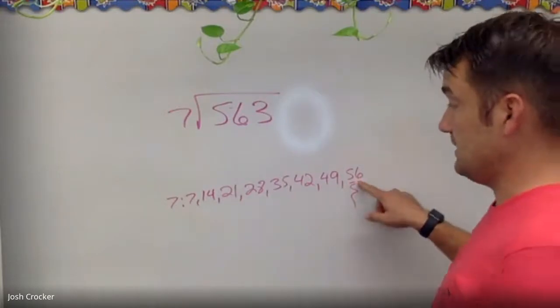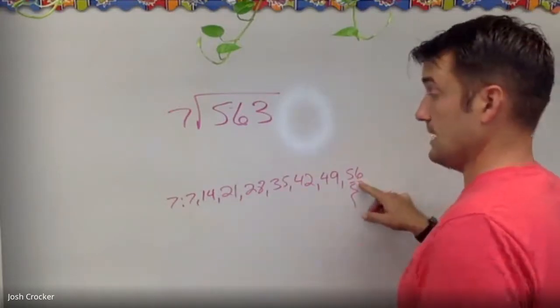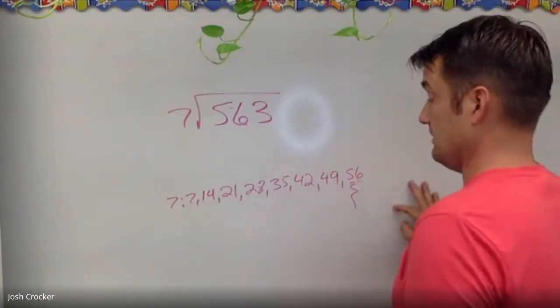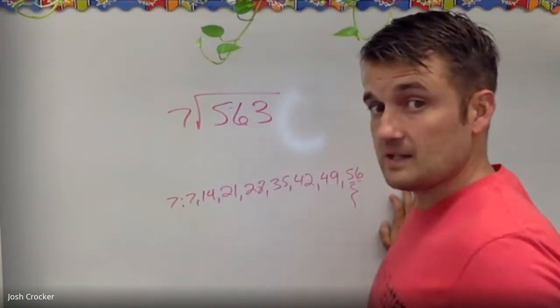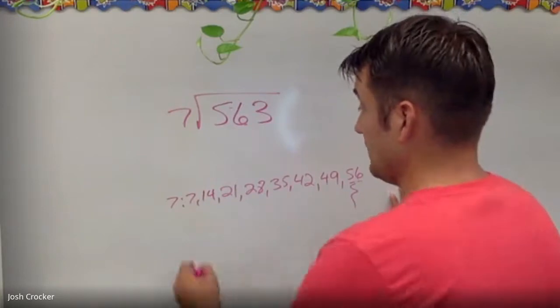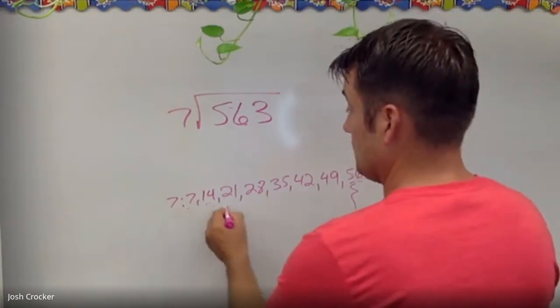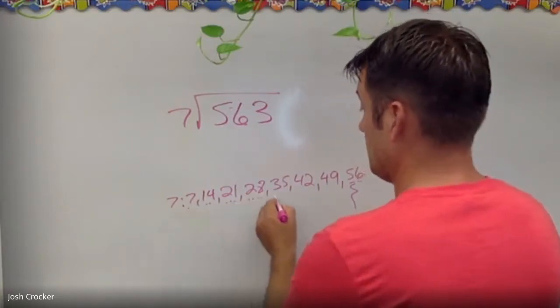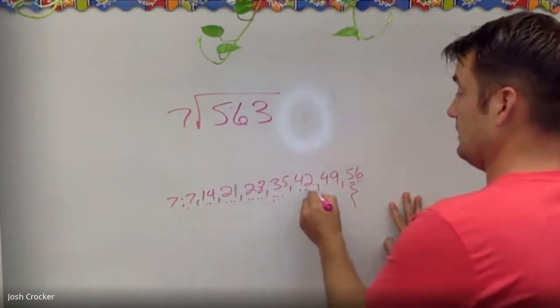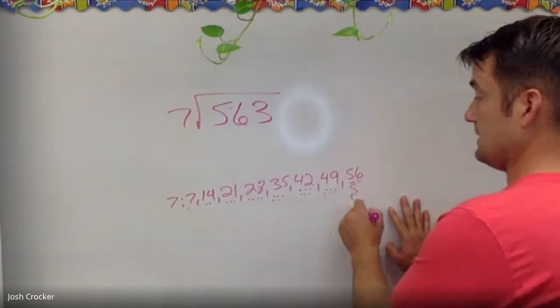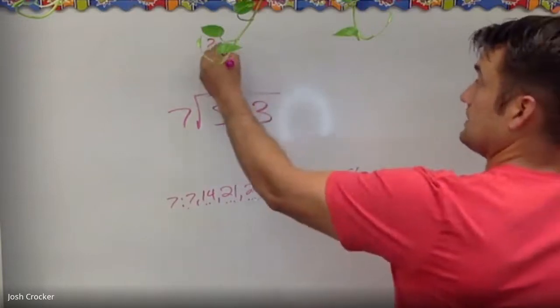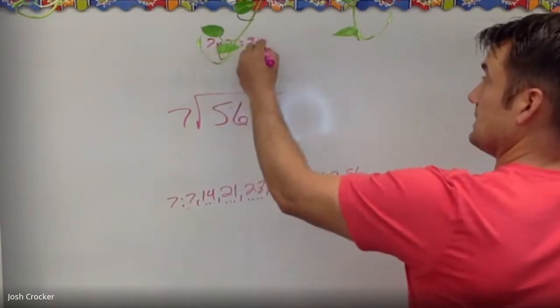Okay, so this here's 56. 7 is a factor of 56. So 56 is a multiple of 7. Okay, so this is times 1, times 2, times 3, times 4, 5, 6, 7. This is times 8. Okay, 7 times 8 is 56, exactly.